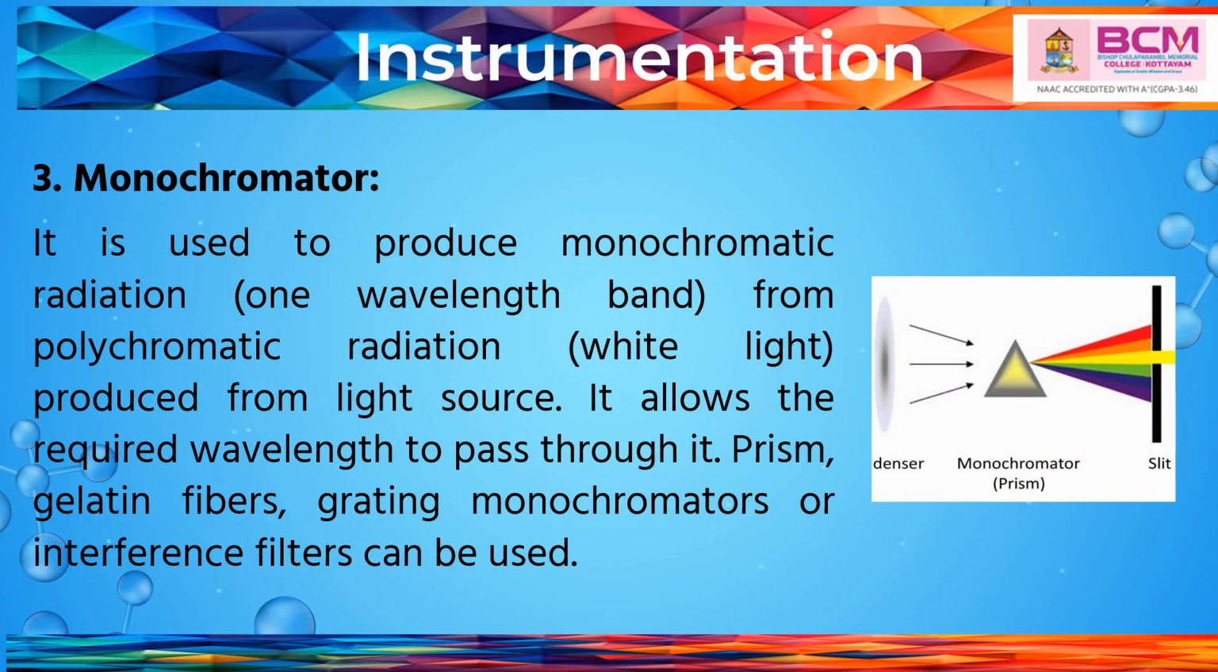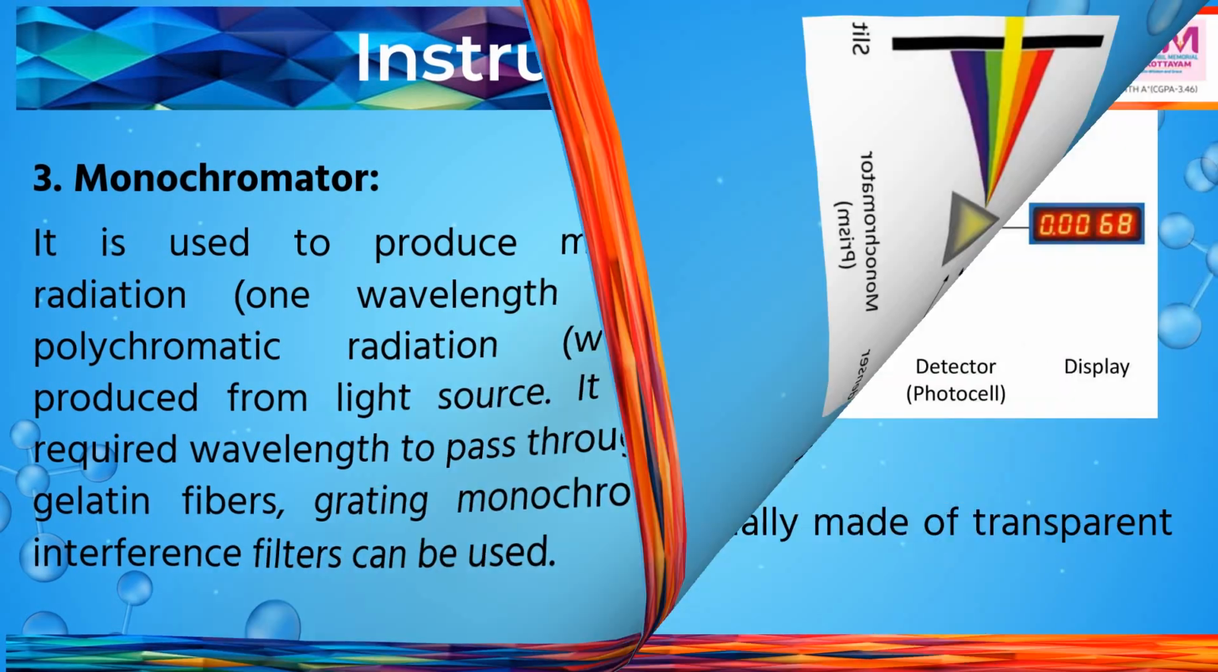A monochromator is used to produce monochromatic radiation, that is one wavelength band, from a polychromatic radiation, that is white light. It allows the required wavelength to pass through it. Prism, gelatin fibers, grating monochromators or interference filters can be used.